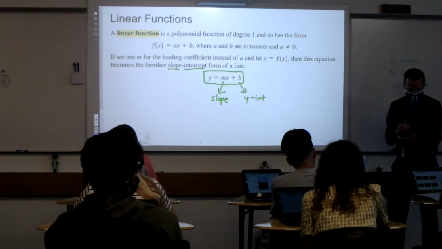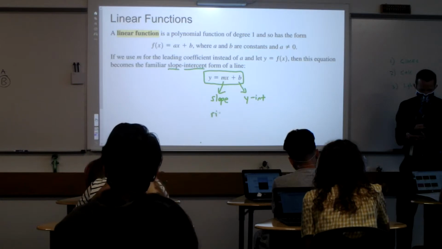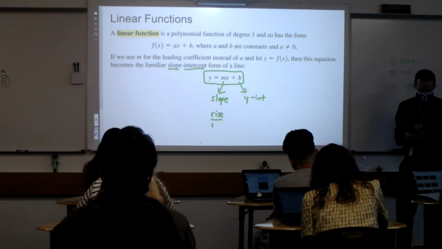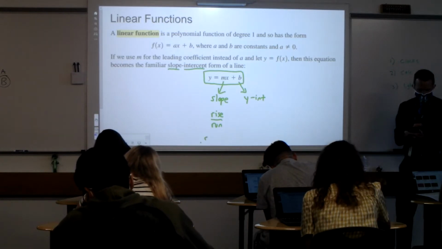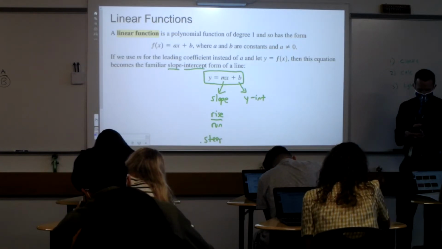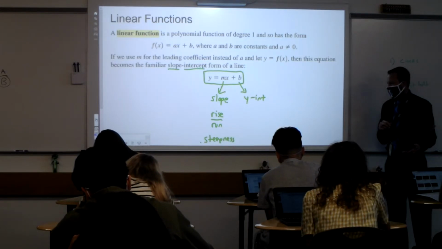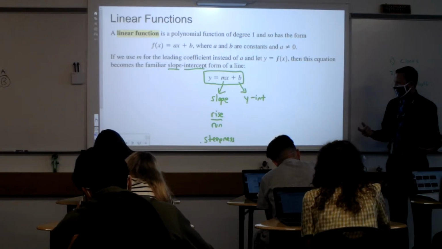Josh, what is slope? Rise over run. Good job, that's rise over run. And based off slope, we can tell the steepness. If it's positive or negative, we can tell if it's going up fast or going up slow, or down fast or down slow.